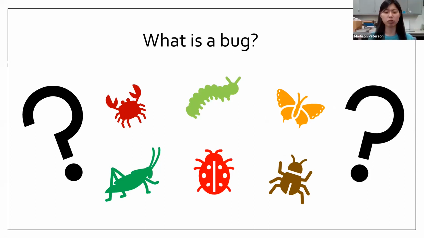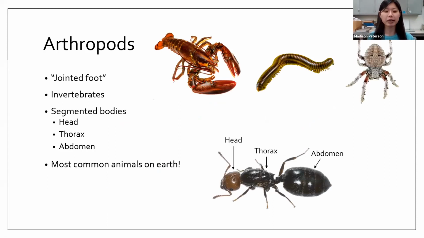We're asking the question, what exactly is a bug? If you think about the first question of the Kahoot quiz, which might have tripped you up a little bit, what exactly is an arthropod? What does that mean? The name arthropod means jointed foot, and this name makes sense because all arthropods have legs that have joints.